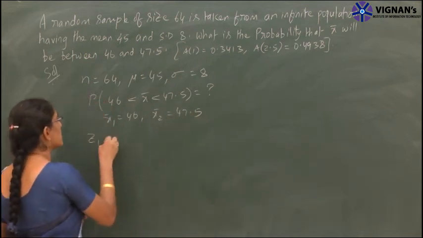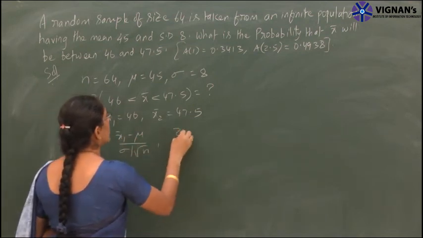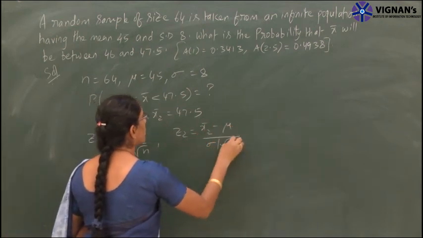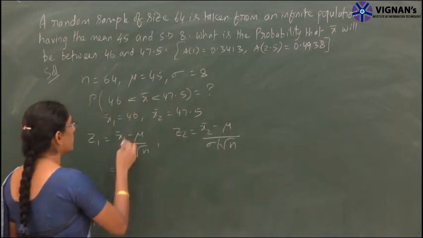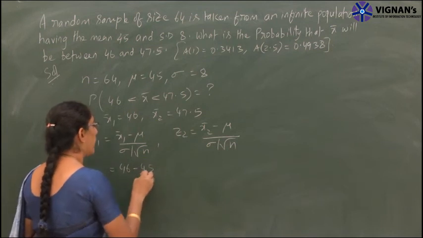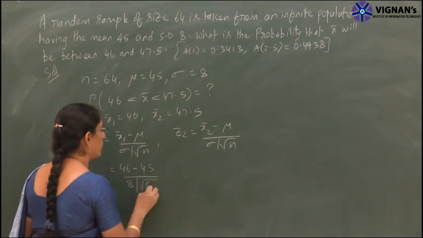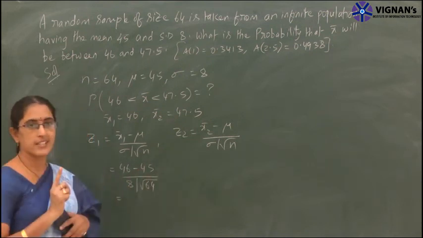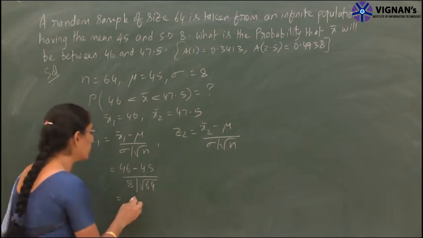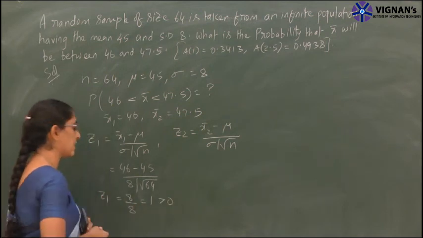Now let us consider z1 as x1 bar minus mu by sigma by root n and z2 as x2 bar minus mu by sigma by root n here. So x1 bar means 46 minus mu means here 45 by sigma is 8 by square root of 64. So 46 minus 45 is 1. Square root of 64 is 8. 8 by 8, it is totally equal to 1 here, which is greater than 0. So this is Z1. Okay.